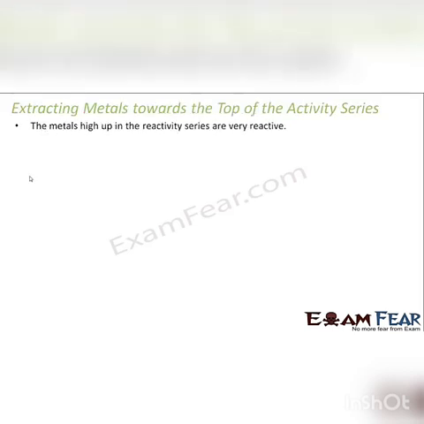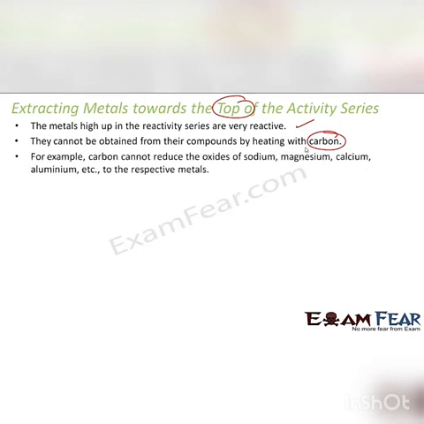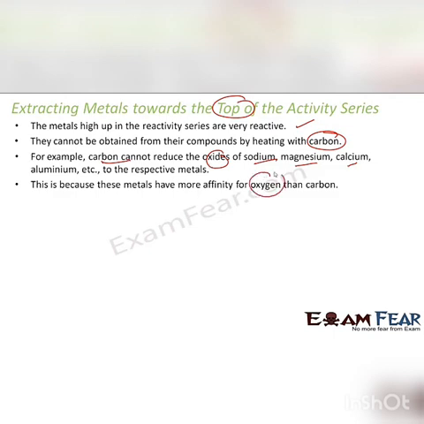So in this case, these metals are very reactive. They are on the top of the activity series, right? And they cannot be obtained by heating with carbon. Why? Because carbon will not be able to reduce the oxides of sodium, magnesium and calcium. Why? Because these metals have more affinity towards oxygen than carbon. So that's why we can't use carbon for these metals, right?